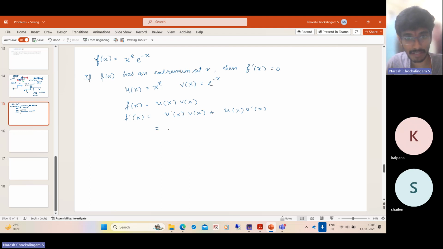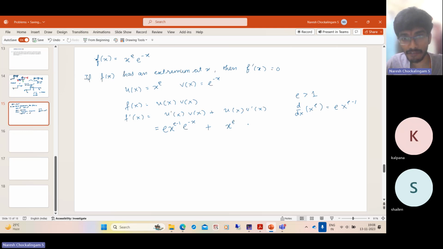And what is u dash of x? You have x power e, where e is something greater than 1. So d by dx of x power e is e x power e minus 1. I can write it here: e x power e minus 1, and keep v of x as it is, e to the power minus x, plus now we have u of x, which is just x power e.